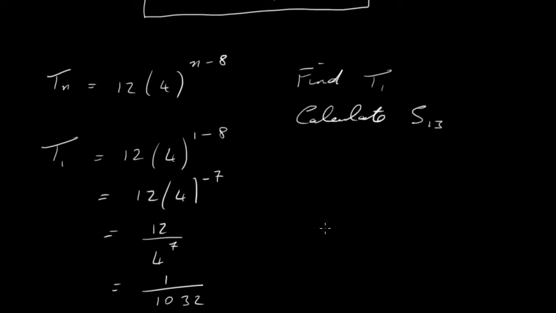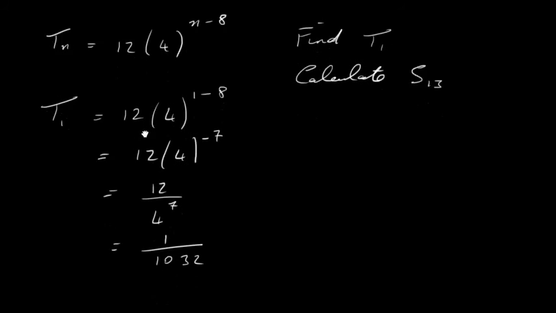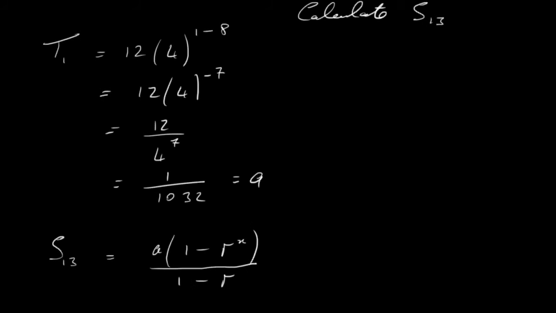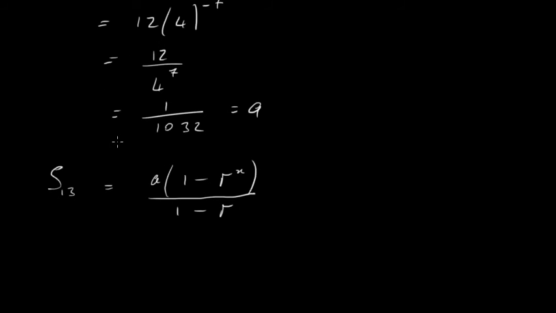Now to calculate S13 then, so if this is our first term of this geometric series, what would S13 be? What do we get when we add up the first 13 terms of this particular series? Well, we know that A, remember this is T1, so that's A here, that's our first term. So our formula is A times 1 minus r to the power of n over 1 minus r. So our A here is just simply 1 over 1032, times 1 minus whatever our r is.